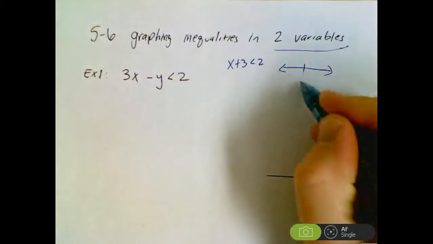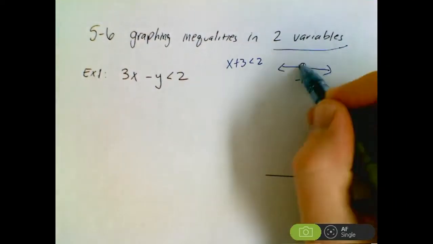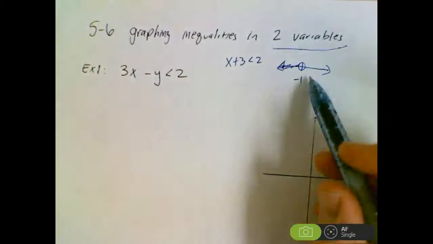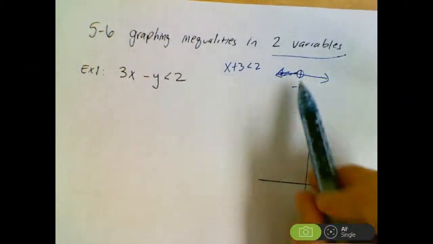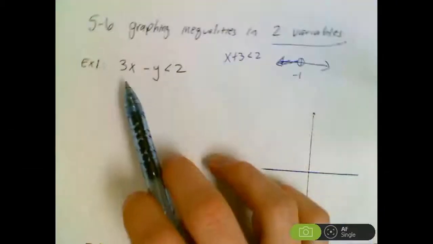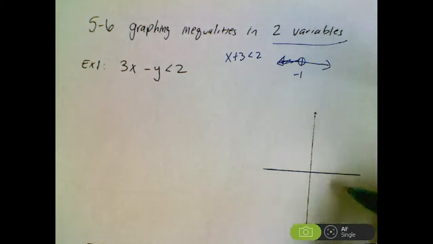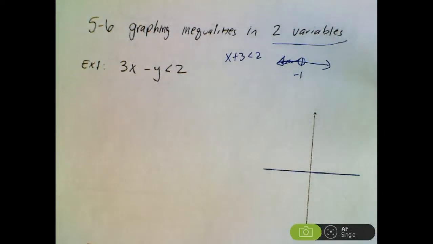So you'd subtract the 1, this would be negative 1, open circle, and it's less. So that's what we did before. There's only one variable, so we only have one axis. Now we have two variables, so we're graphing like this. We're finding ordered pairs here.